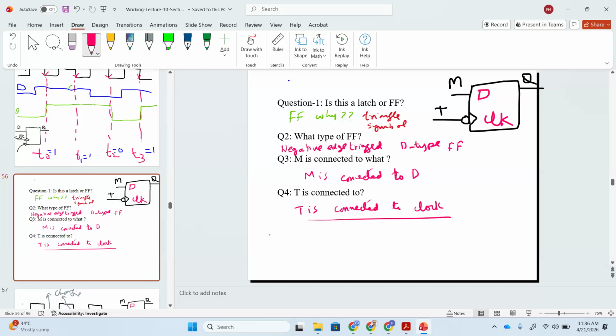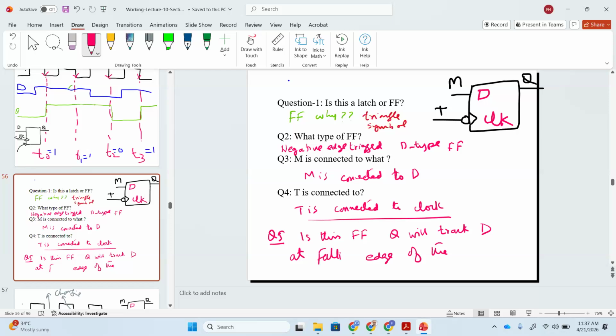Okay. Now, question number 5. Is this flip-flop's Q going to track D at which edge of the clock? Rising edge? Negative? No, who said rising? Falling. That is a mistake, so please be attentive. It will operate at the falling edge of the clock.